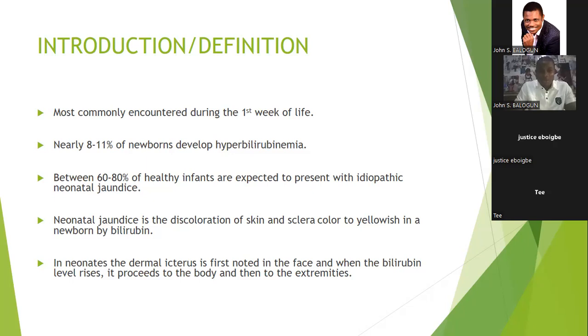So like we have said, neonatal jaundice is a discoloration of the skin and the sclera, and that yellow color is due to bilirubin. In neonates, another clinical term we use for jaundice is icterus, and most times you notice it on the face. When the bilirubin level rises, it proceeds to the body and then to the extremities. So it starts from the face, spreads through the neck, chest, abdomen, thigh, and leg. It's unlikely for you to see jaundice on the leg and not see it on the face. So it goes in what we call a craniocaudal manner.